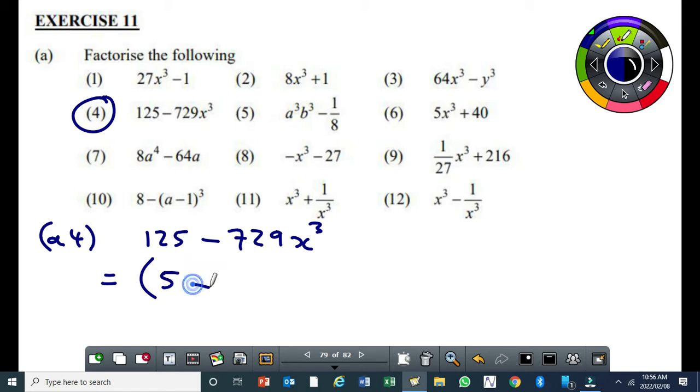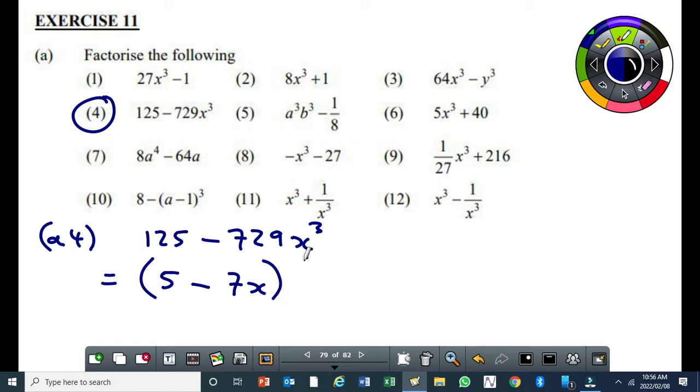So, first thing, let's find the cube root of 125, it's 5. There's a minus here, I'll put a minus. Cube root of 729, it's a 9. Cube root of x cubed, that's x. So that's the first factor. Are you following what I'm doing?